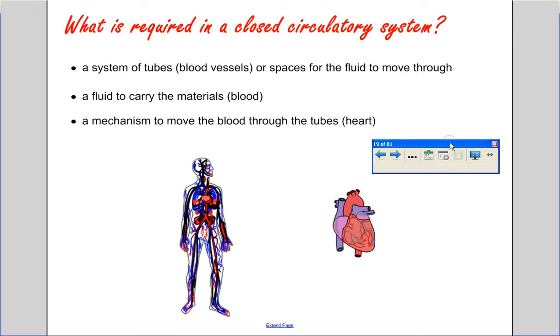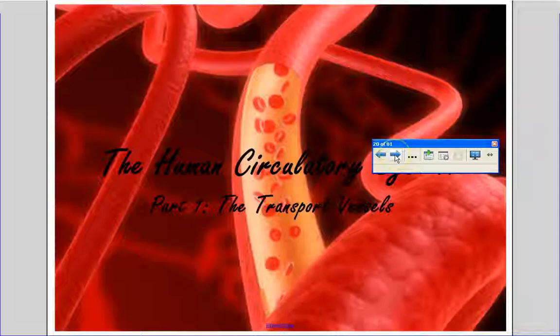So, what is required in a closed circulatory system like ours? We need three main things. A system of tubes, which in our case are blood vessels, or spaces for the fluid to move through. Second, we need a fluid to carry the materials, so in our case the medium is blood. And third, we need a mechanism to move the blood through the tubes, which is a pump, and in our case is a heart. Alright, so I'm going to stop here.